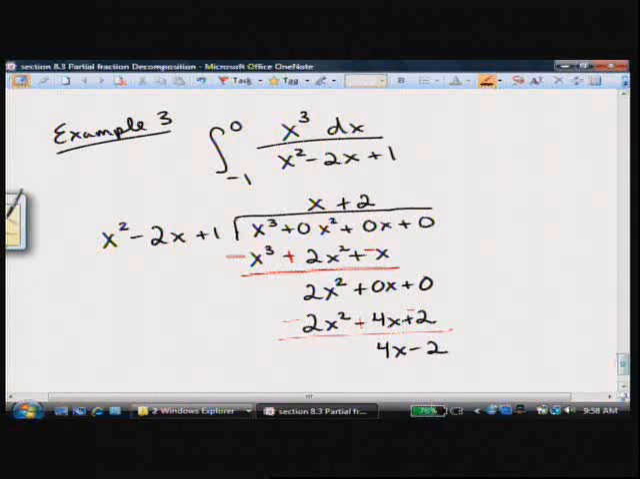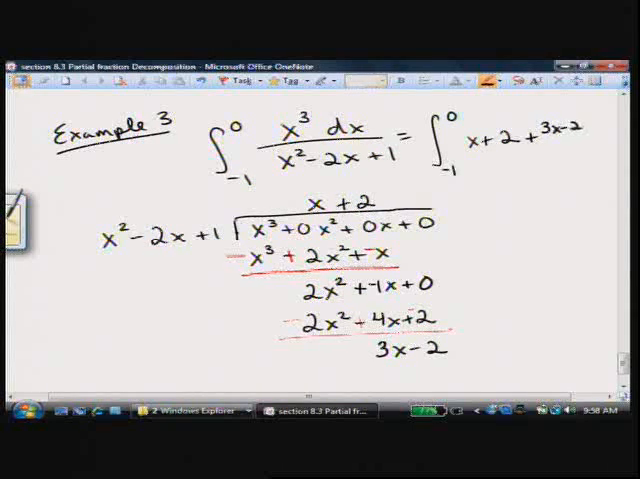So you're going to write this as the integral from negative 1 to 0 of x plus 2. Oh, I messed up right here. 0x minus x, that should have been negative 1x. Which makes this 3x. So x plus 2, and then you have 3x minus 2, so plus 3x minus 2 over your divisor, which was the x squared minus 2x plus 1.